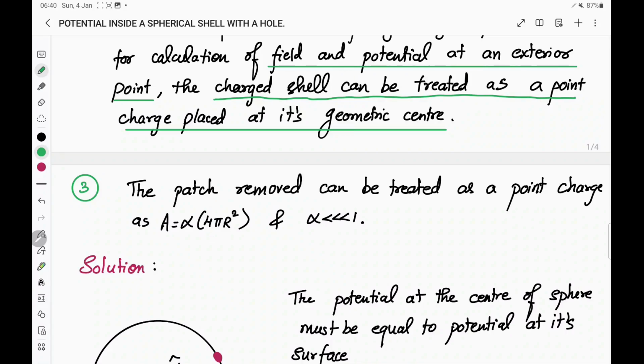The question is why it can be treated as a point charge? Because you can see alpha is very small compared to 1. That means the surface area of that patch is very small compared to the surface area of the entire sphere. Therefore, we can treat the patch like a point charge. Now let's dive into the solution.